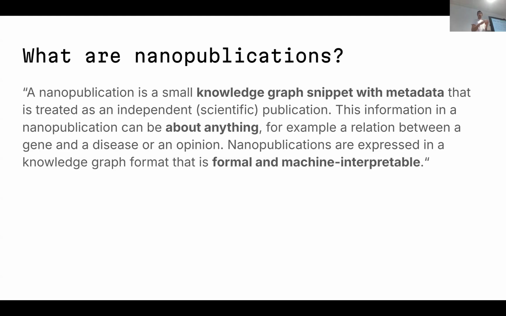So here in this definition, or in this short introduction, there are just 2 examples. For example, a relation between a gene and a disease. So it's a classical scientific relation, or an opinion. So this is an aspect that shows that the social aspect of publishing can come in too, that it can be at a certain meta level, that you can have an opinion about something else. That could be an application as well. And of course, they are in this format that we know is RDF, that is formal and machine interpretable.